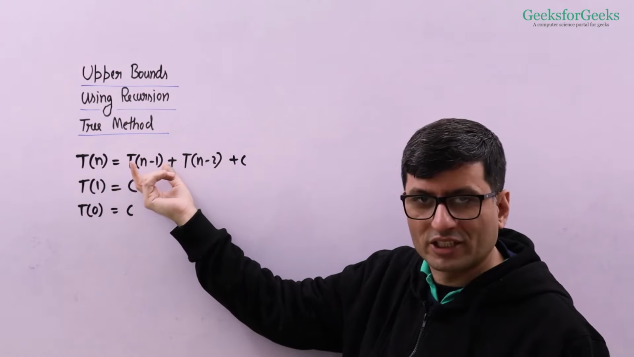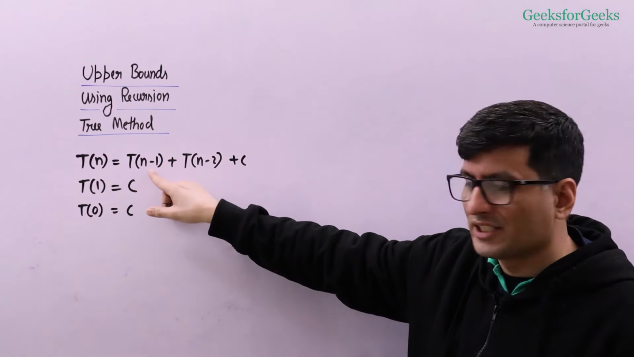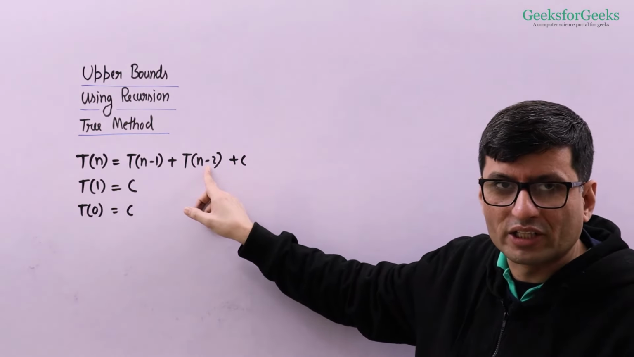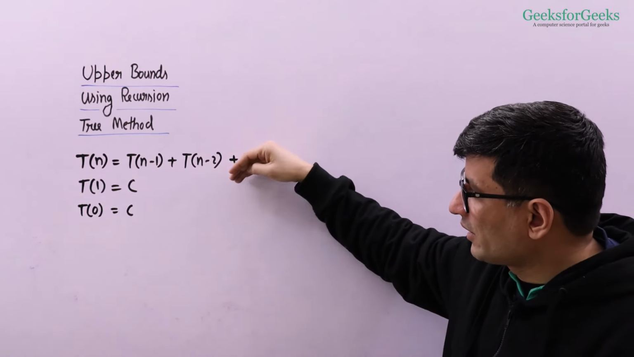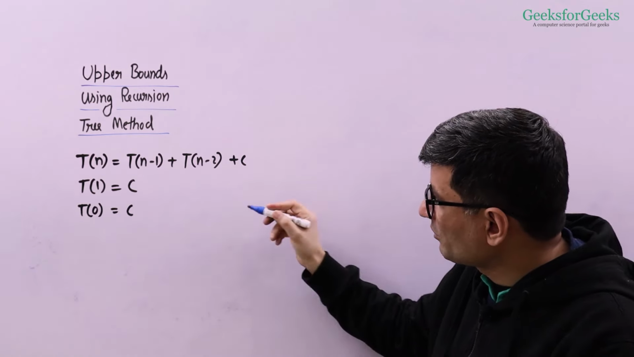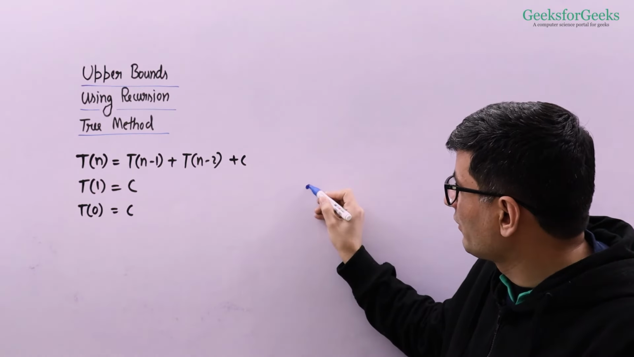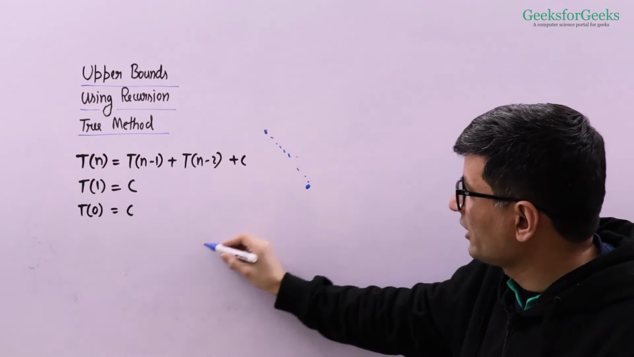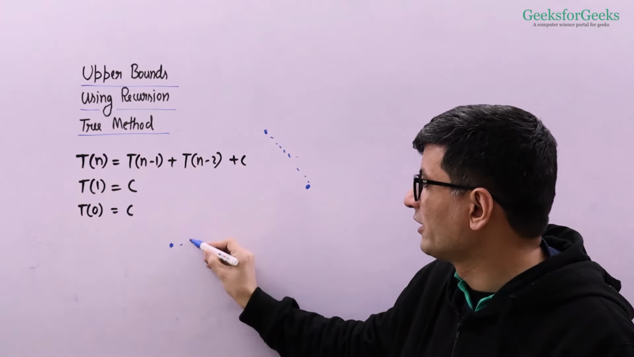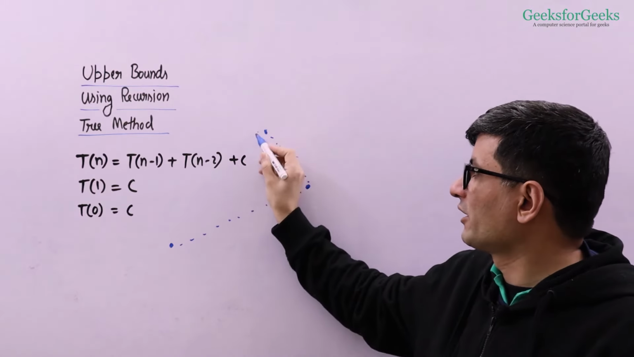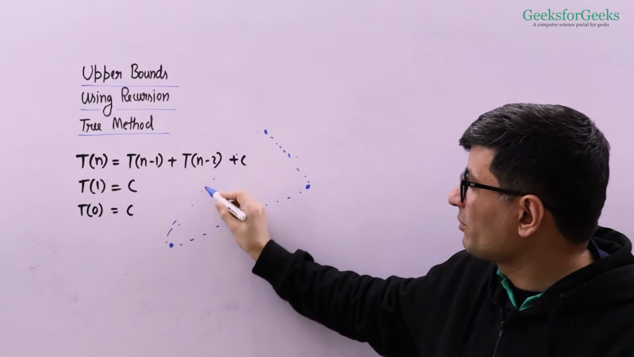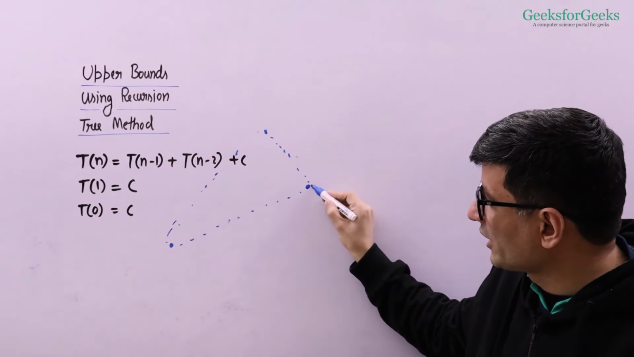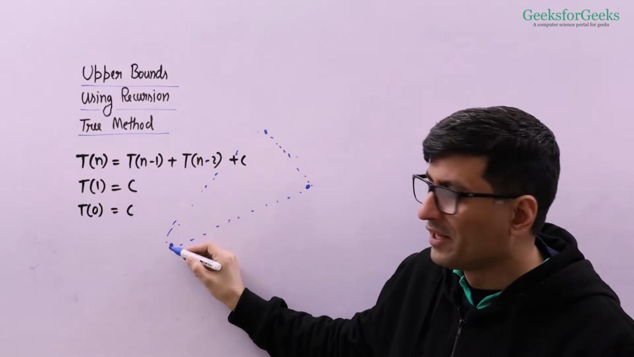See, if you draw the recursion tree of this, what will happen? It's being reduced by 1, 1, 1 at a time here, and reduced by 2, 2, 2 at a time there. So you will have a tree where this branch will finish very fast, so this leaf will come very early and this leaf will come very late, right? It will not be a tree where every leaf is at the same level. This leaf is very high and this leaf is very low, right?